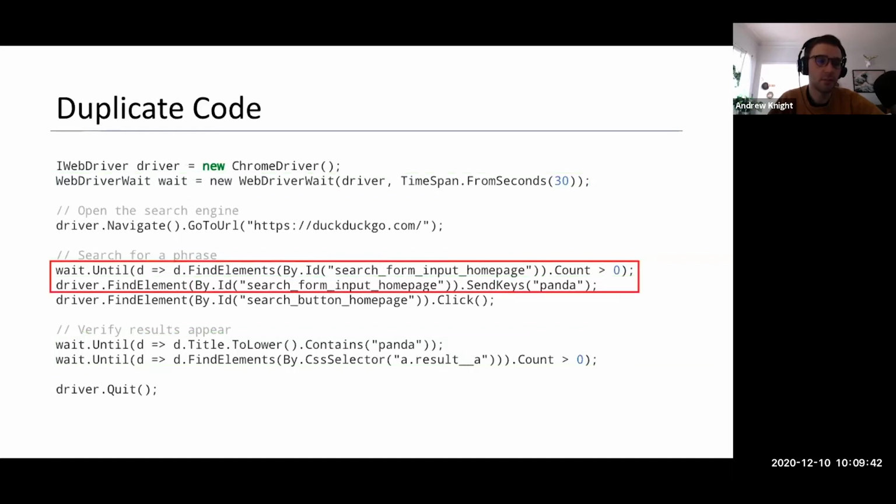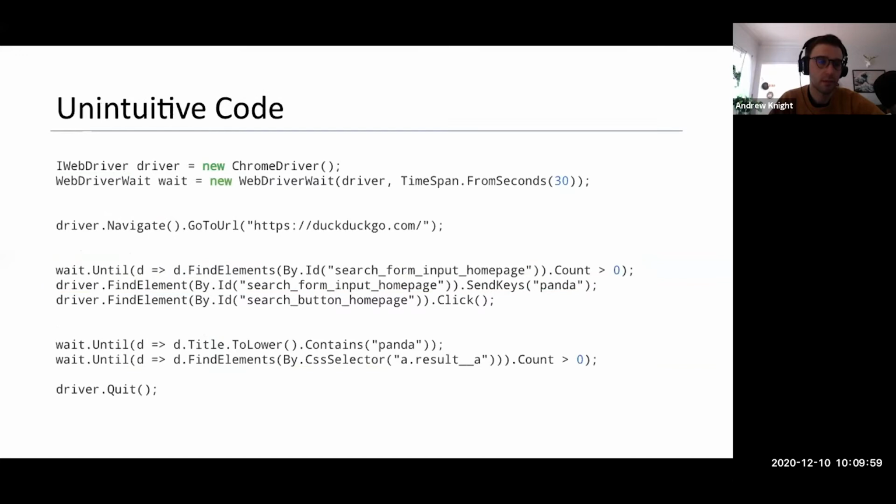These waits are necessary, but they cause new problems. First, they cause duplicate code because web element locators are used multiple times. Notice how search form input homepage is called twice here. Second, raw calls with explicit waits make code less intuitive. If I remove the comments from each paragraph of code, what's left is basically a wall of text. It's difficult to understand what this code does at a glance.